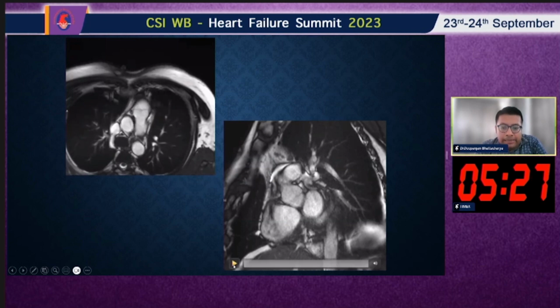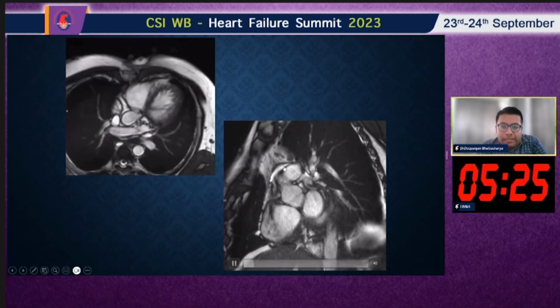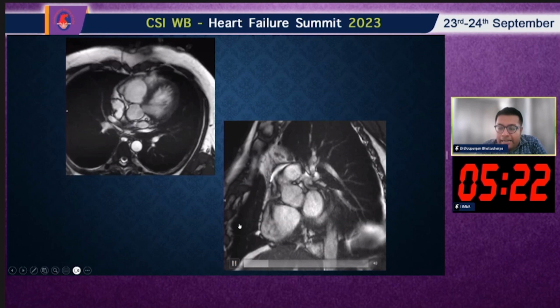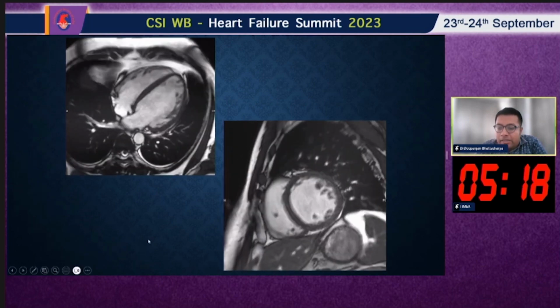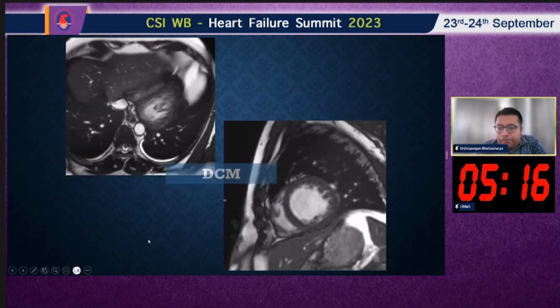Here in this image, we can see that the LV is grossly dilated and there is global LV hypokinesia. This is classical of typical DCM.